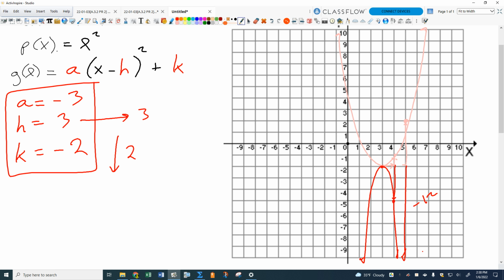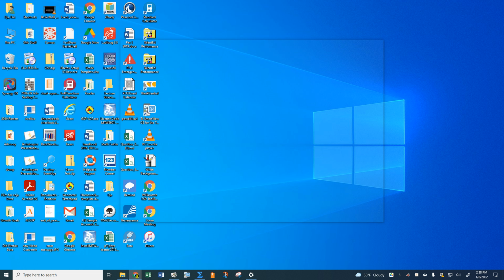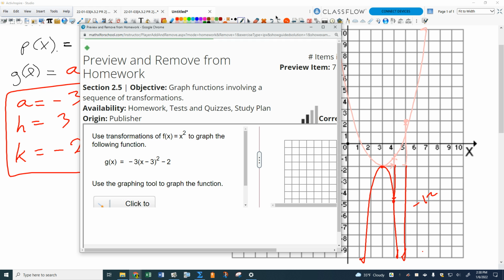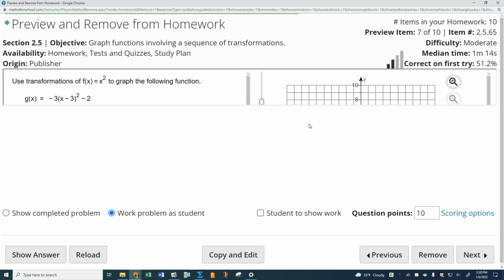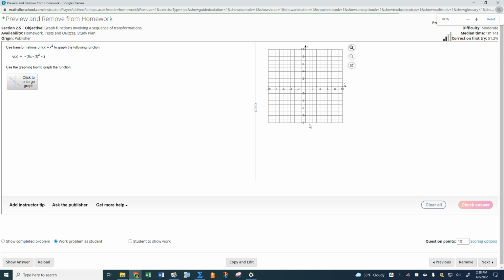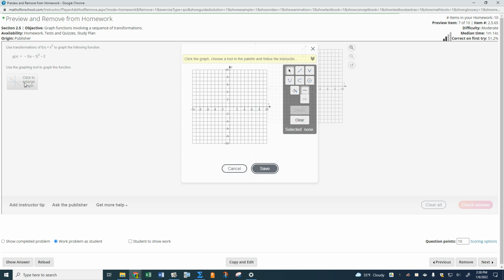Now, I just want to see how this one works in the computer. Oh, there's the preview right there. Okay, so what do we need to do then? They want us to graph this thing. Boy, that's tiny.